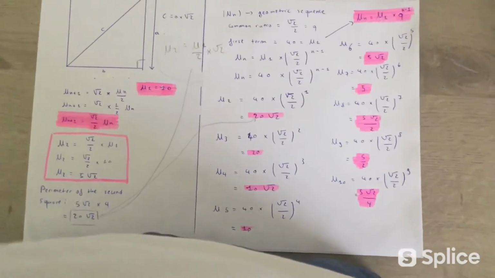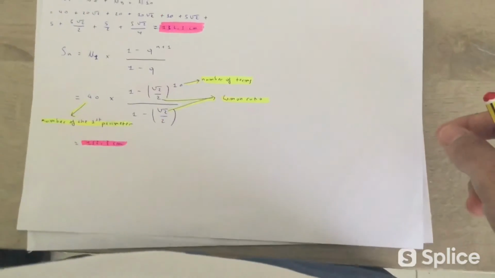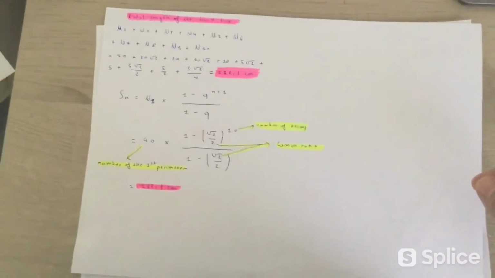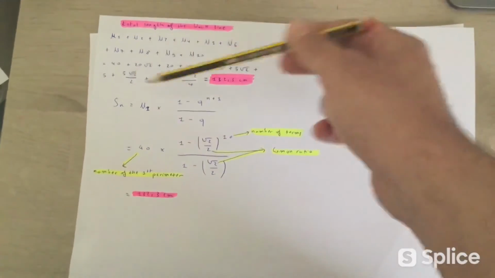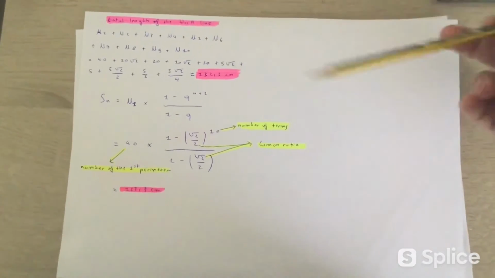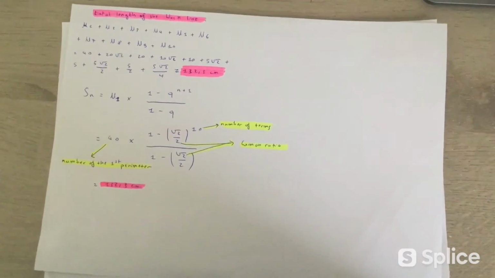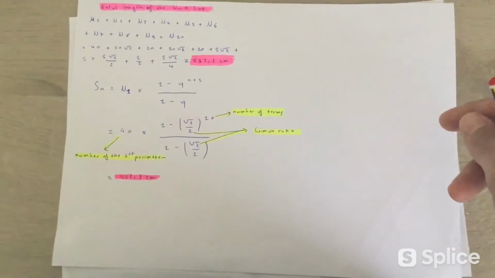Okay, so to get the total length of the black line used to mark the first 10 squares, I add the perimeter of the 10th square here. I find 132.3 centimeters.